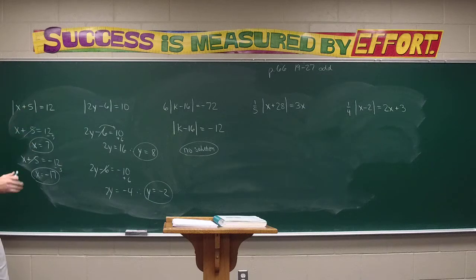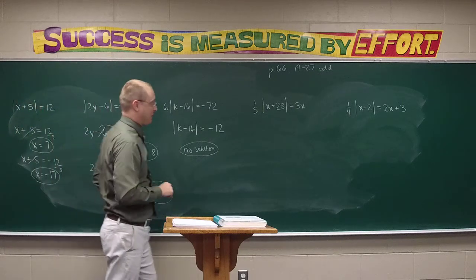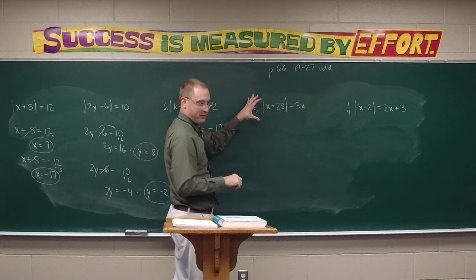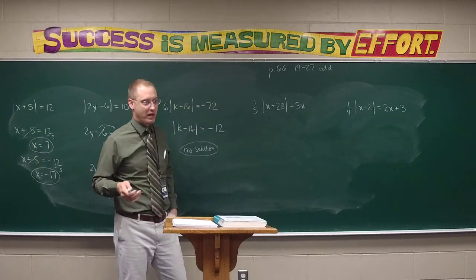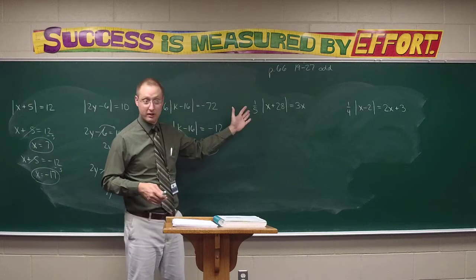Now we come over here. There's a couple weird things happening. First of all, we've got this 1/5 right here. That's kind of annoying. Who remembers from Algebra 1 how we get rid of the 1/5?